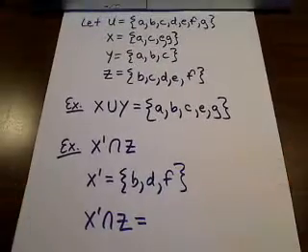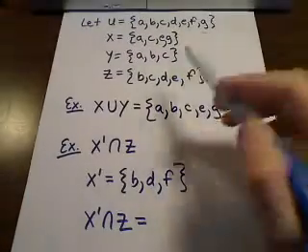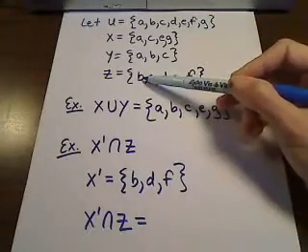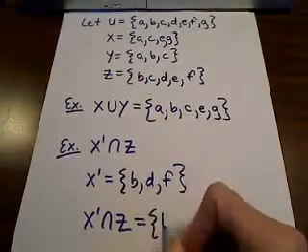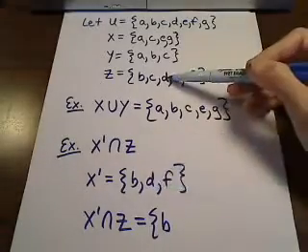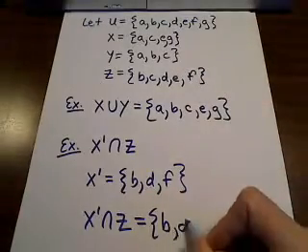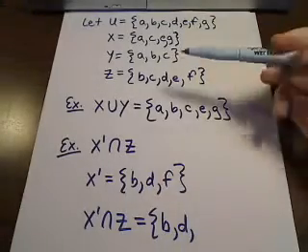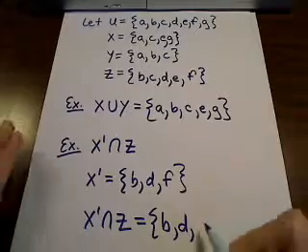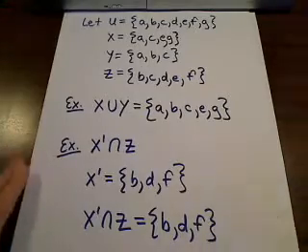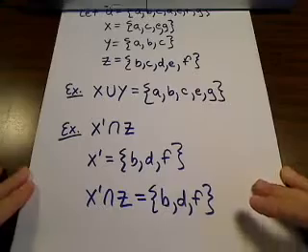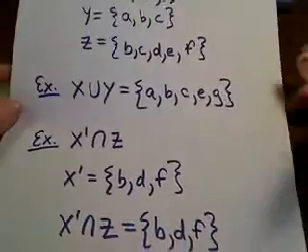You're looking for what they share in common. My X naught has a B, and so does my Z. So I need a B in here that they share in common. My X naught has a D, and so does my Z, so they share in common a D. And my X naught has an F, and this has an F. So they actually share in common those three elements. Okay? All right, let's try another one.